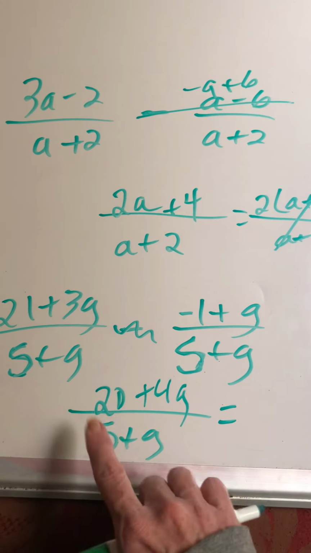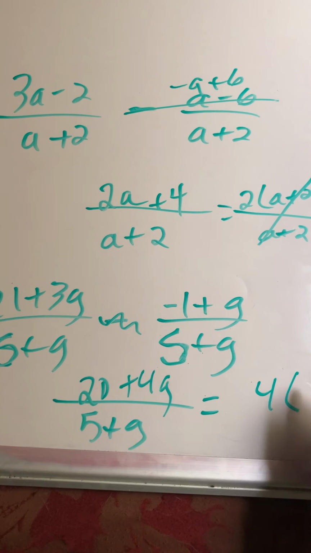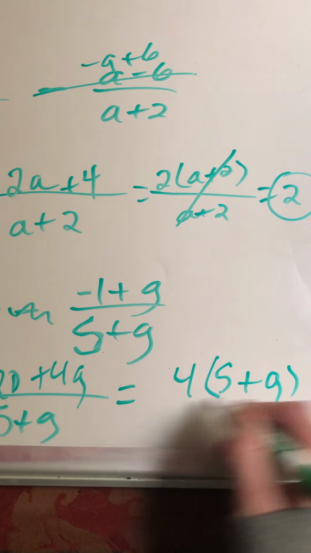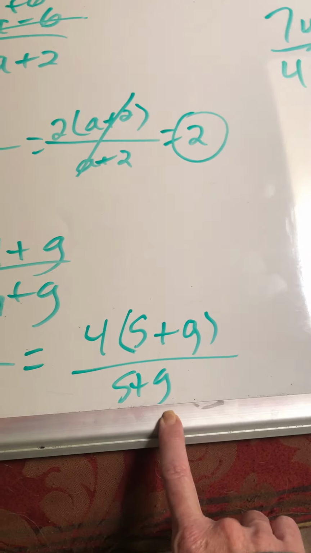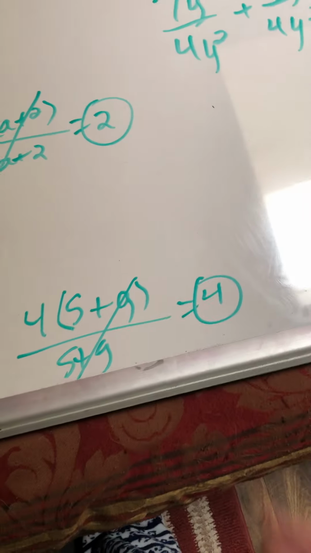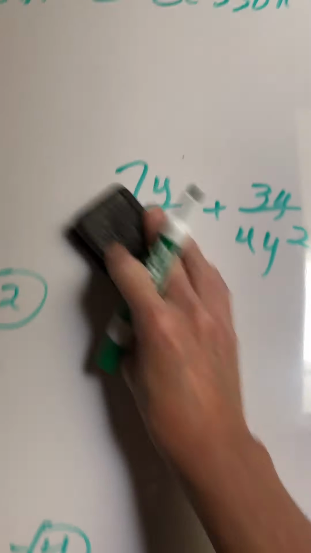Well, I can take a 4 out of 20 and the 4g, so that would take a 4 out. 4 out of 20 leaves a 5. 4 out of 4g leaves a g. And then I put the 5 plus g back in the numerator, and I just shift it over. These cancel. You're left with 4. Okie dokie.